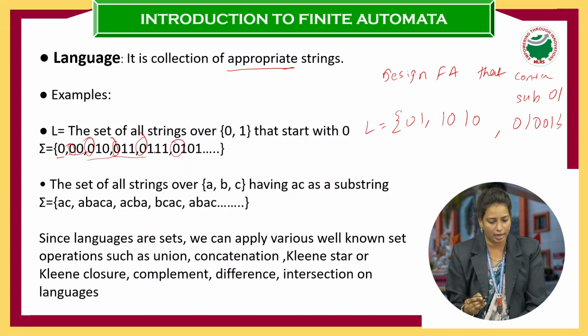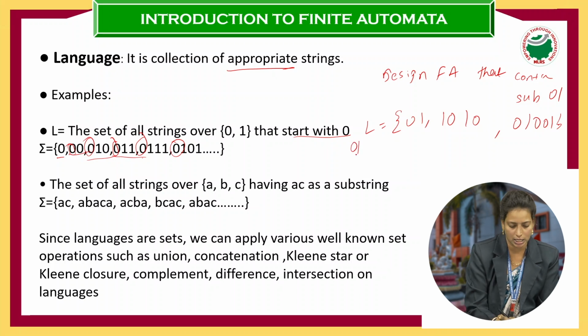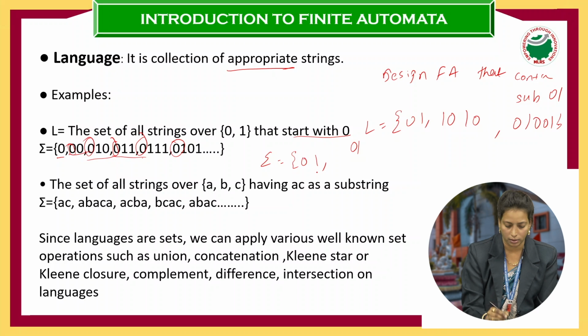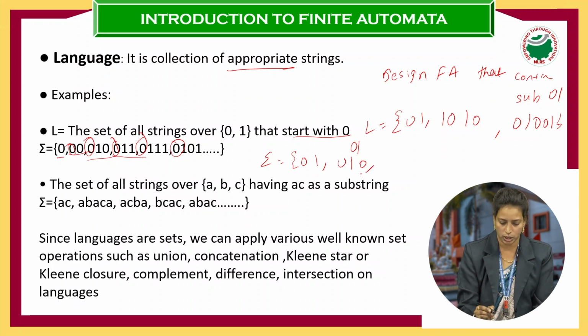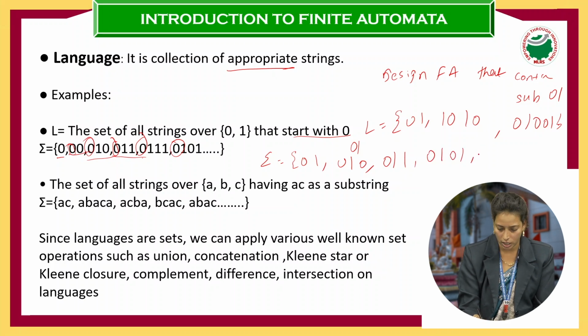Let us consider another example. Strings starting with 0, 1. So let us consider sigma equal to, the first string is 0, 1. Next one is 0, 1, 0. Next one 0, 1, 1. Next one is 0, 1, 0, 1. Next one is 0, 1, 0, 0, like that.